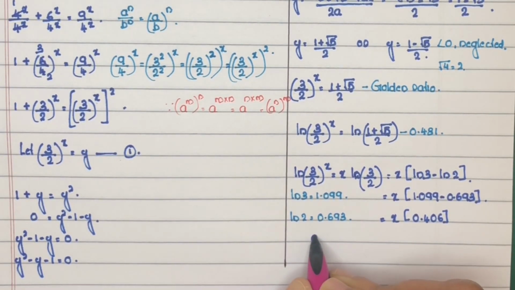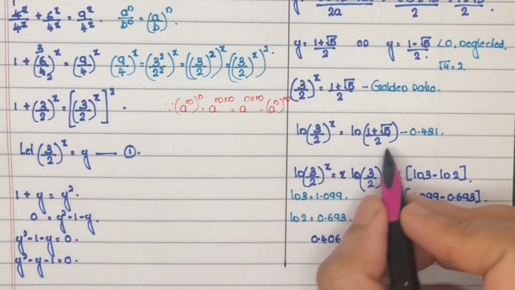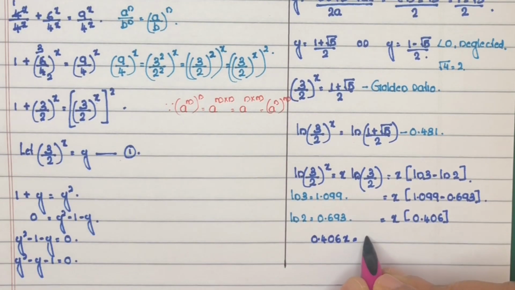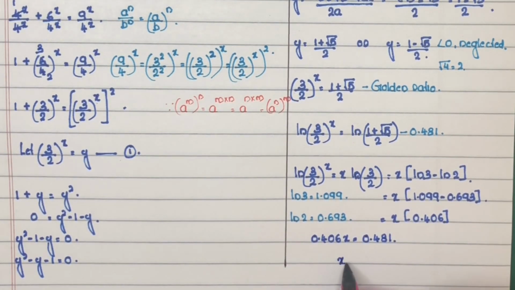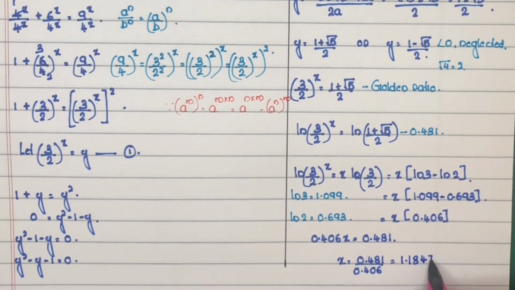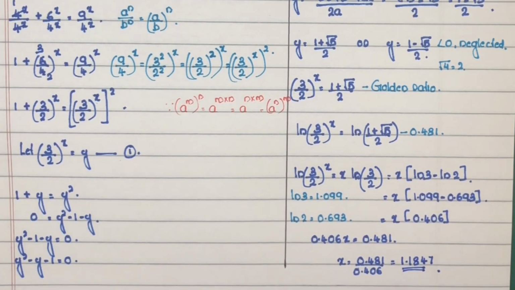That is 0.406x equal to RHS 0.481. x equal to 0.481 by 0.406 equal to 1.1847. Value of x.